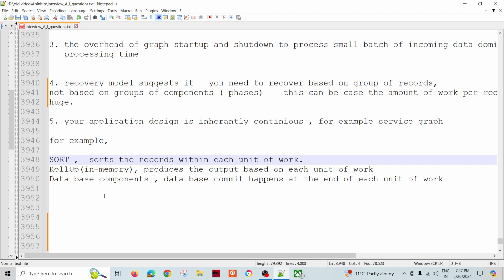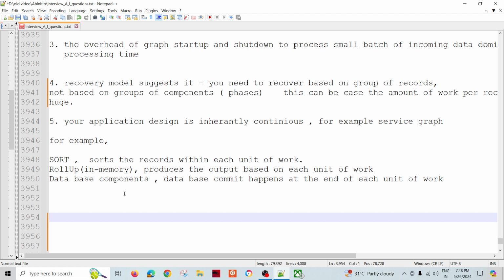But in the case of a continuous graph, we will have the records within a unit of work, in the sense of within a single checkpoint, right? Between two checkpoints there will be, let's say, 10 records. All those 10 records will be sorted by the sort component and placed into the output port, and then the checkpoint is emitted, and then the sort will start working on the next checkpoint, the next unit of work. So this is how sort behaves within a continuous graph.